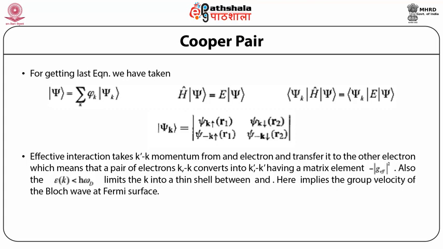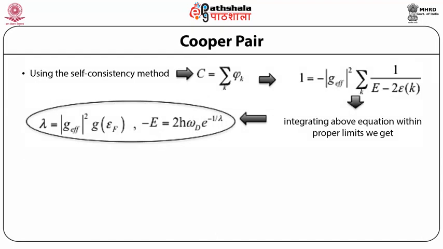Here this implies the group velocity of the Bloch function at the Fermi surface. Using the self-consistency equation, that is C equals the summation over k of phi k, we get 1 equals minus mod G effective squared times the summation over k of 1 divided by (E minus 2 epsilon k). Integrating the above equation within the proper limits, we get lambda, which we were talking about, equal to mod G effective squared into G of epsilon f, and minus E equals twice h cross omega d into e raised to the power minus 1 by lambda.